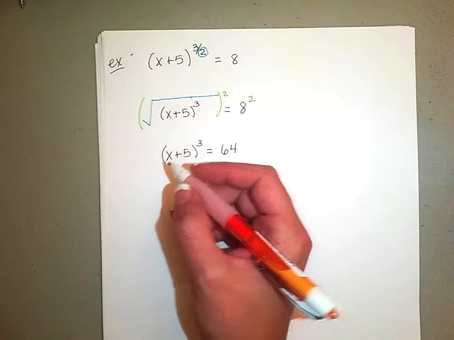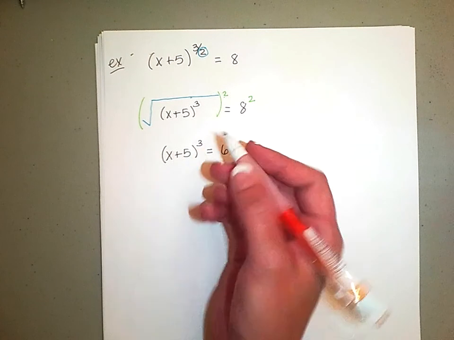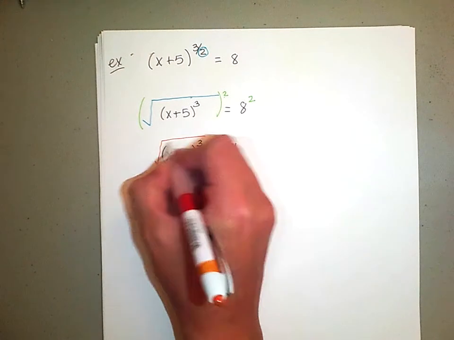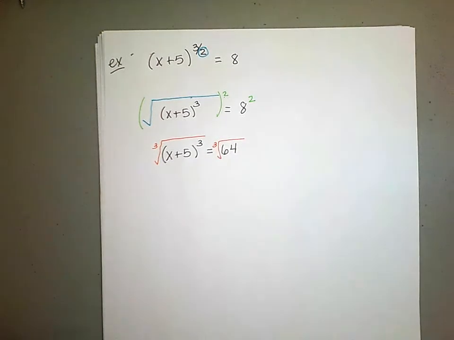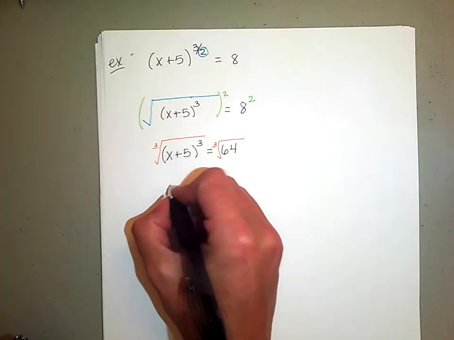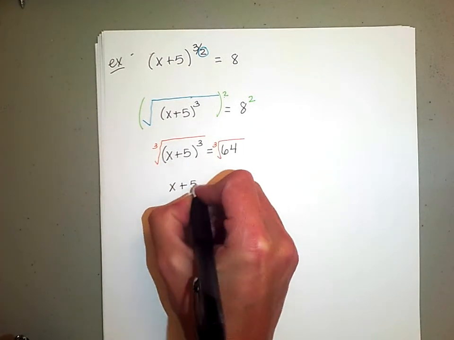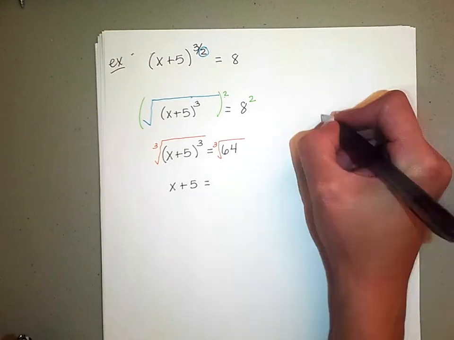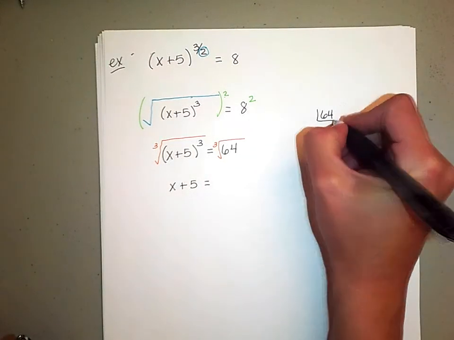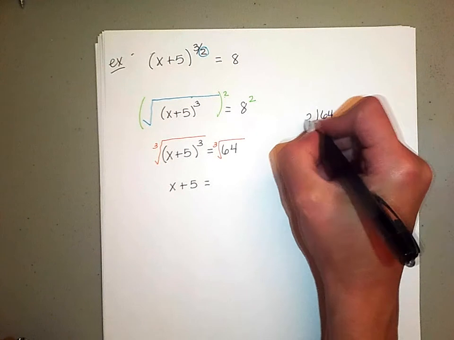I'm still trying to get to x. X is being cubed right now, so I need to take the cube root. The cube root and the cube will undo each other, so on this side we'll have x plus 5 is equal to, I think we did this one before, I think it's 4.